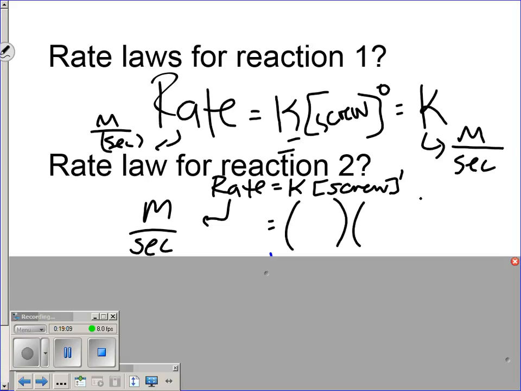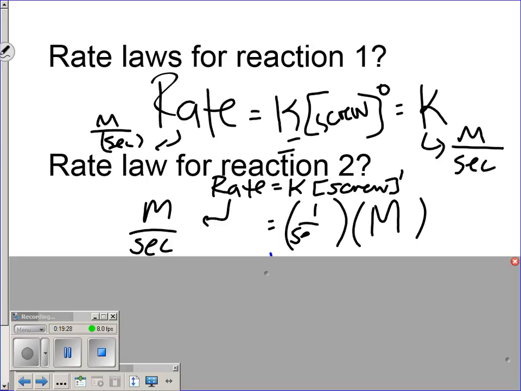K's units and screw's units. Well, what's screw's units? Concentration, right, which is molarity. Okay, so how do I get this molarity and blank these units here to equal what's left over here? What does K have to be? Per second, or 1 over second, right?